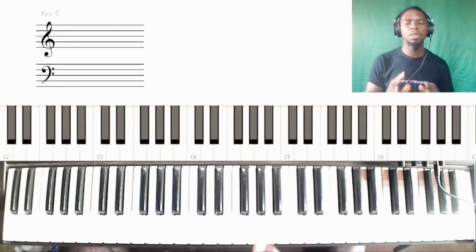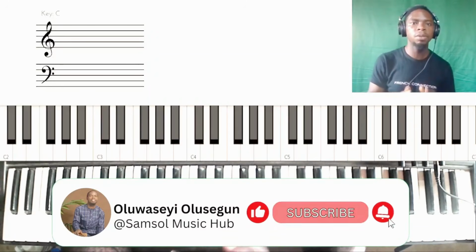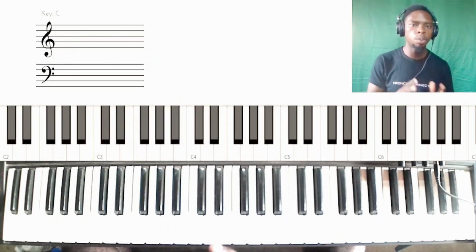Now we're coming to the most important section of this lesson, which is the application. How do you apply modes? For instance, let's say you're writing a song or improvising. How do you know which mode to use? That is a very important decision you need to take.